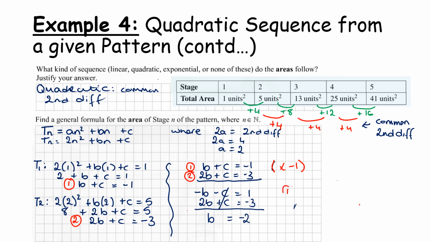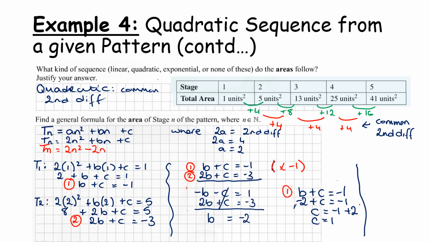We then go back to either equation. I'll take equation 1: b plus c equals minus 1. I actually know b is minus 2, so minus 2 plus c equals minus 1. I'm going to add a 2 to both sides, so I get minus 1 plus 2, so c is equal to 1. That brings me back to writing my Tn. I'll do it back up here. Tn is equal to 2n squared minus 2n plus 1. And that is our general formula for the areas.